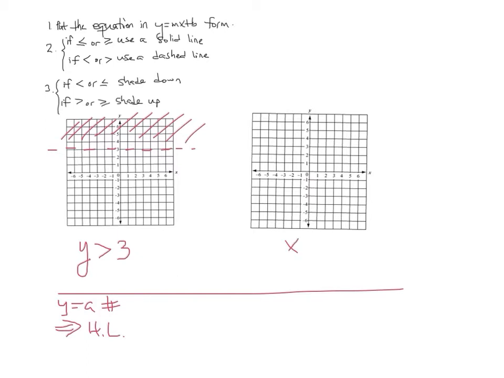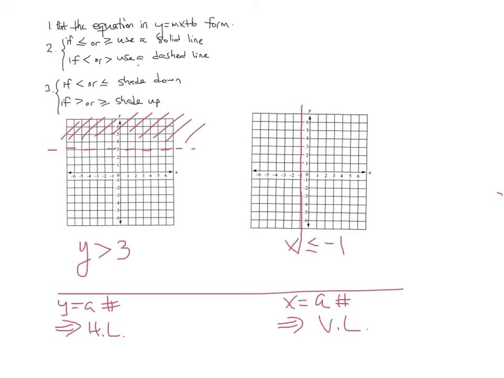Lastly, if we have x is less than or equal to negative 1, we have to remember that when x equals a number, that implies a vertical line. So we're going to have a vertical line at negative 1, but because it's less than or equal to, it's going to be a solid vertical line at negative 1.